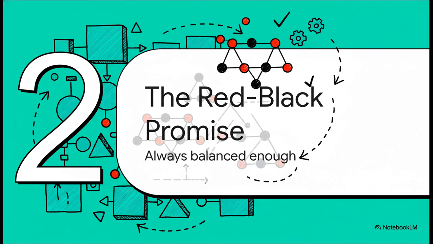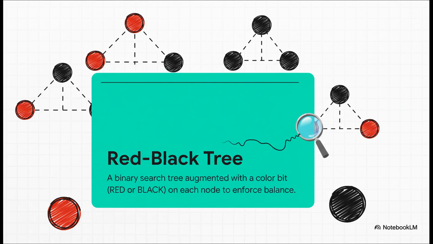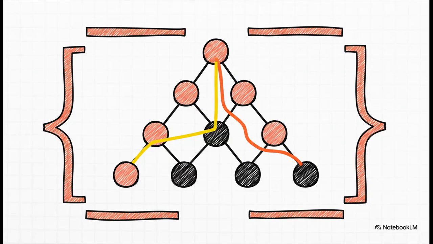Well, let's look at the red-black tree's promise to keep itself, and I love this phrase, always balanced enough. So what is a red-black tree really? Well, at its heart, it's just a normal binary search tree, but with one simple, absolutely brilliant addition. Each node has an extra property, a color, that's either red or black. It's this simple color that lets the tree police its own shape. And here's the magic. By enforcing a very specific set of rules based on those colors, the tree makes a guarantee. Its longest path from the top to the very bottom will never be more than twice as long as its shortest path. This promise means it can never get too tall and skinny, locking in that incredible efficiency.